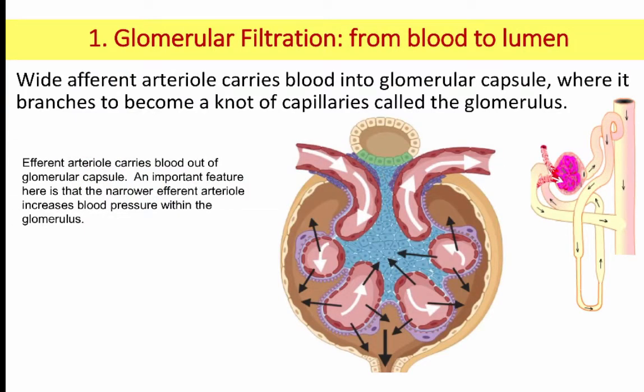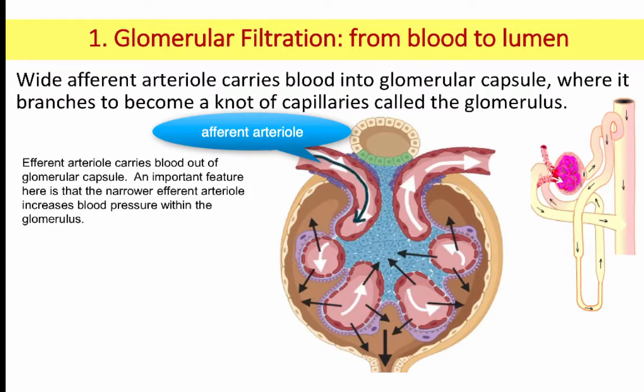So, right, we've got our afferent arteriole. Blood is flowing into the capillary bed, the glomerulus. And in this view, we're looking at a section through what's called a renal corpuscle. So the glomerulus and the glomerular capsule together make the renal corpuscle. We're looking at a section through it, which is why you can't see all of the capillaries, or they look different than in the previous slide.